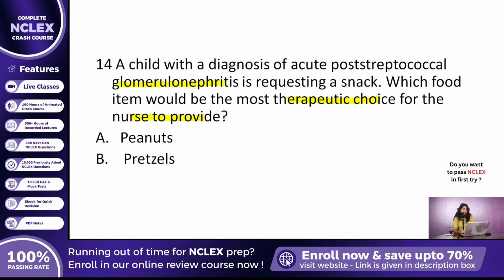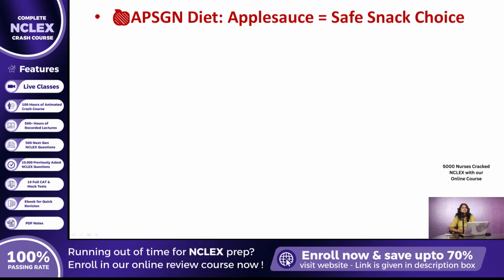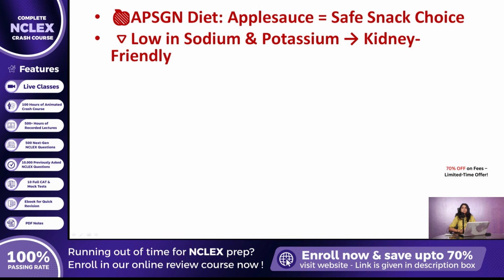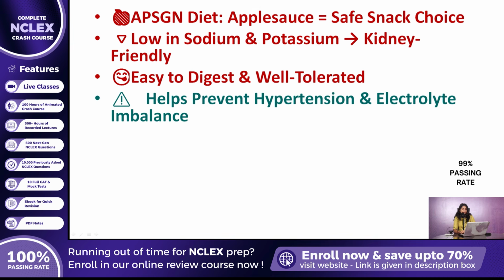A. Peanuts. B. Pretzels. C. Bananas. D. Applesauce. The most suitable option is option D, applesauce. This is the correct answer because applesauce is low in sodium and potassium, making it an excellent snack for a child with APSGN. It is also easy to digest, well-tolerated, and gentle on the kidneys. By selecting applesauce, the nurse is making a therapeutic dietary choice that supports kidney function and reduces the risk of complications like hypertension and electrolyte imbalance.